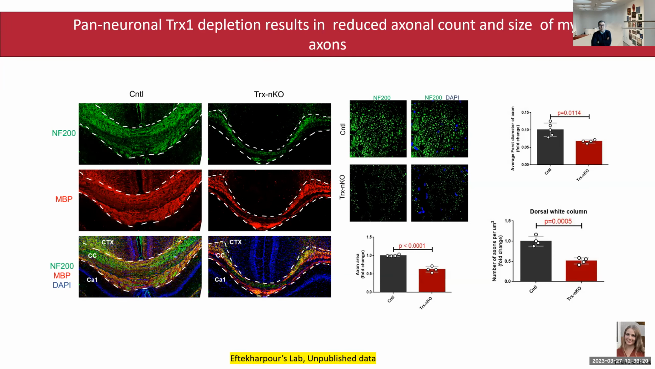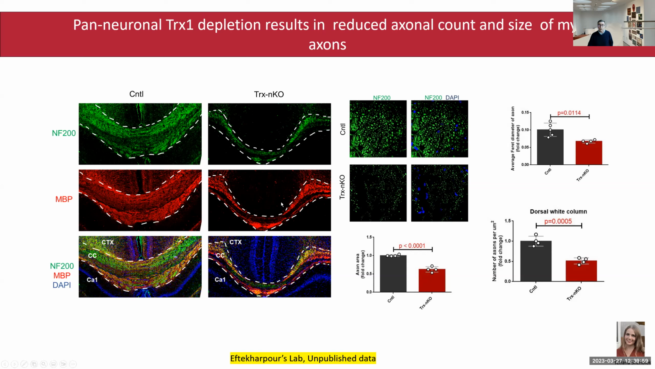Interestingly, when we looked at the corpus callosum, we see that these animals are significantly deficient, and the thickness of the corpus callosum is roughly about 30% of the control. We have also looked at the white matter in the spinal cord, the dorsal part, the dorsal column. We see the myelinated axons are very thin and very rare. The axon area is significantly reduced, and the number of axons is also depleted in these animals.